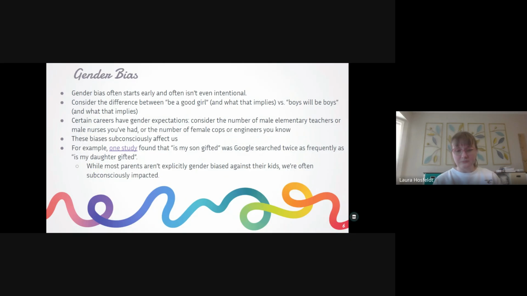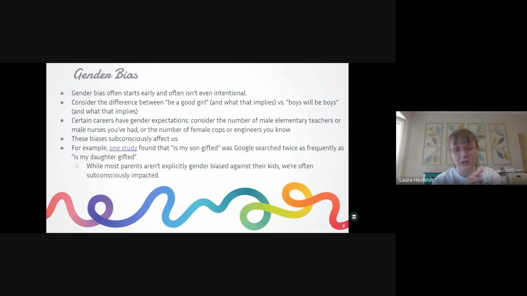If you look at elementary teachers, they tend to be predominantly women, which isn't necessarily a good thing, right? Because young boys need role models too. Likewise, consider the number of male nurses you've had versus maybe female doctors. There are disparities in these fields, or female cops, for example, or girl engineers, or boy CNAs. We have this tendency to pigeonhole certain careers for certain genders. If you think of female construction workers, right? Whether we like it or not, these gender biases are baked into how we understand the world around us. And those biases subconsciously affect us, whether we realize it or not.